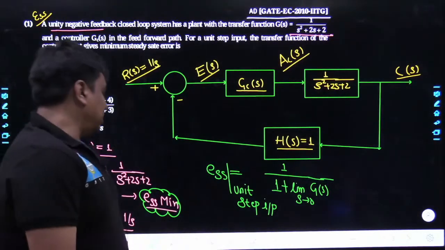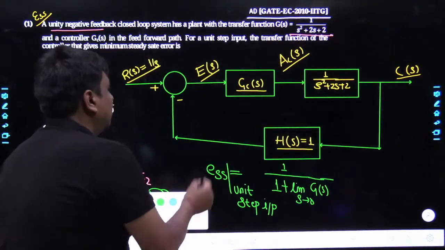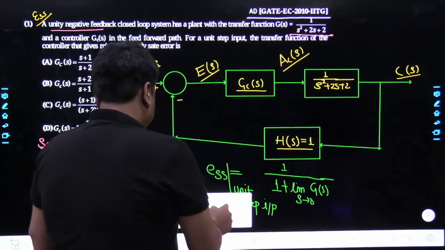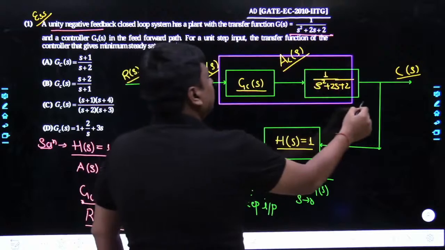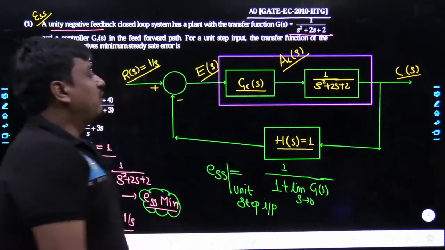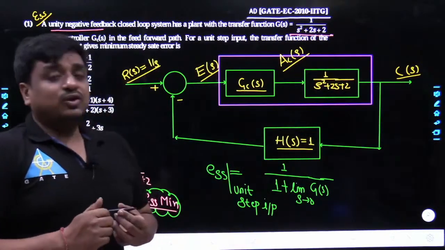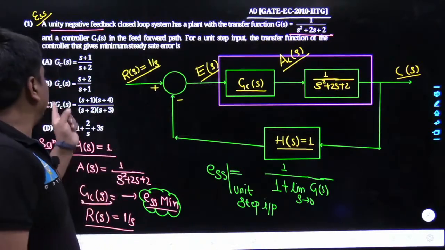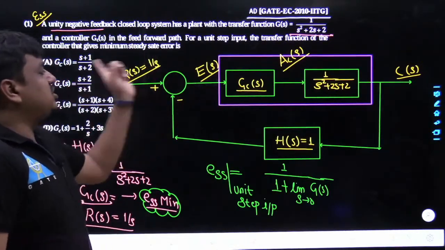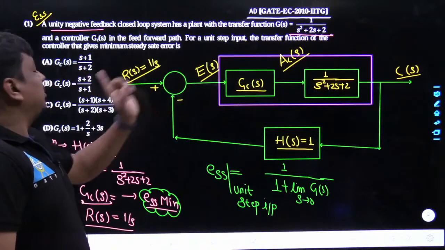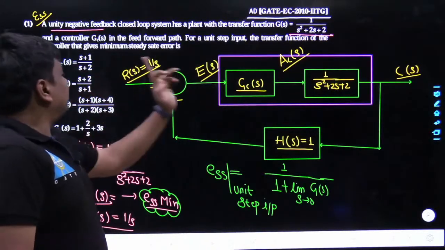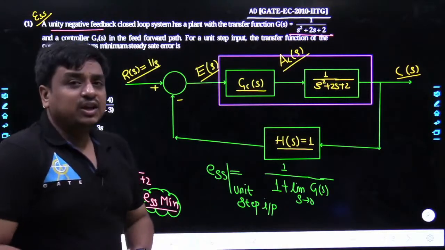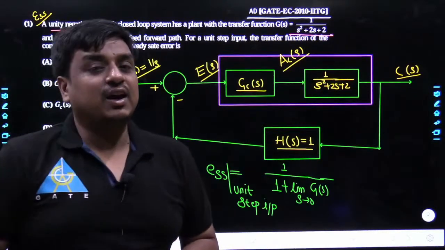So may I know what is going to be the GS? The GS is going to be the cumulative component of GCS as well as 1 divided by S square plus 2S plus 2. Anyways, manually you had to feed each and every individual data over the GCS. First you will feed S plus 1 divided by S plus 2, then you will feed S plus 2 divided by S plus 1, then you will feed the C as well as D, and at the end of the day you had to calculate where the steady state error would be minimal.